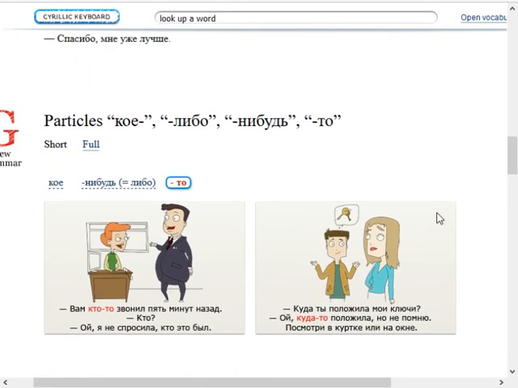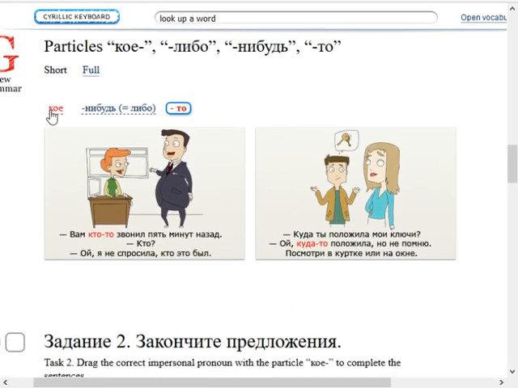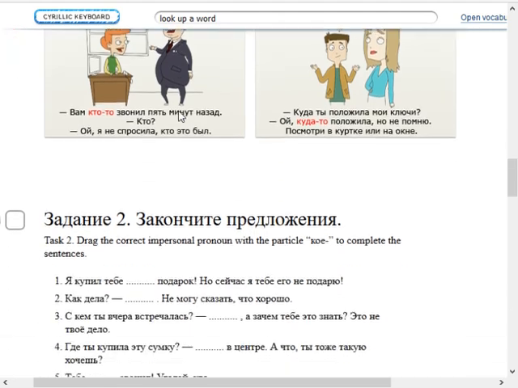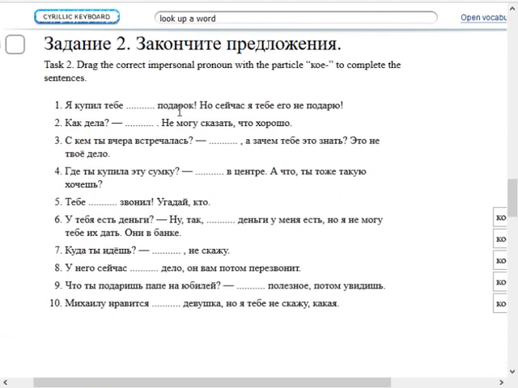Okay, so I hope that it's clear now. Once again, koya is when you know but don't want to say. Nibud is when you don't really care, just something, anybody. Or you can say libo as well, but again, I don't think this is very commonly used in Russian. And then to is when you don't know. You're saying there's something or somebody, but I don't know who or what exactly.